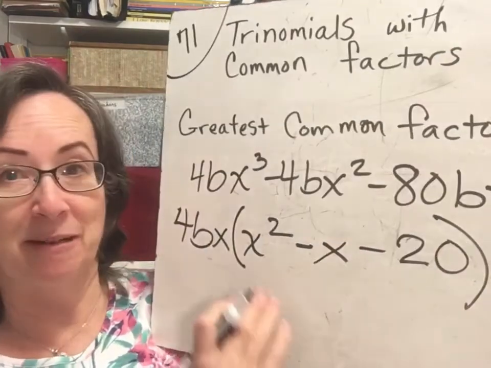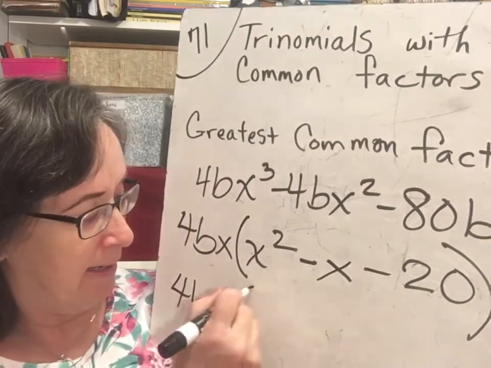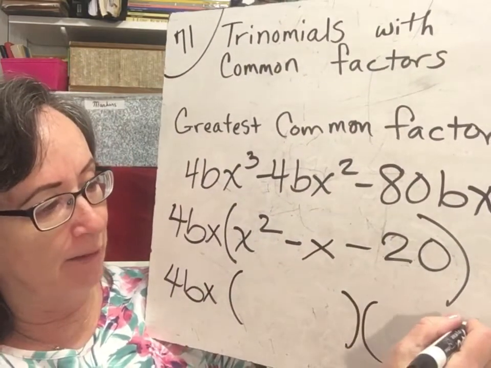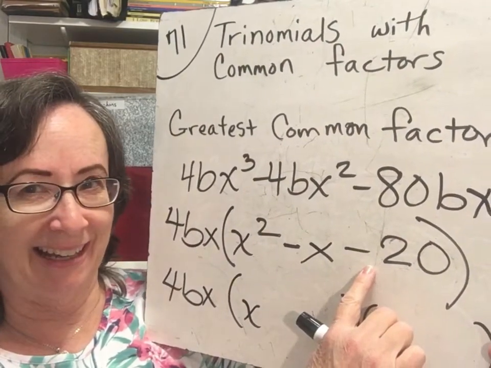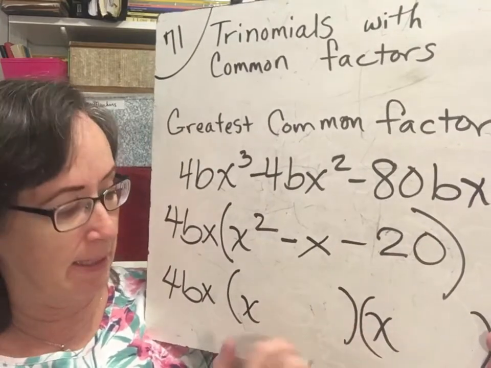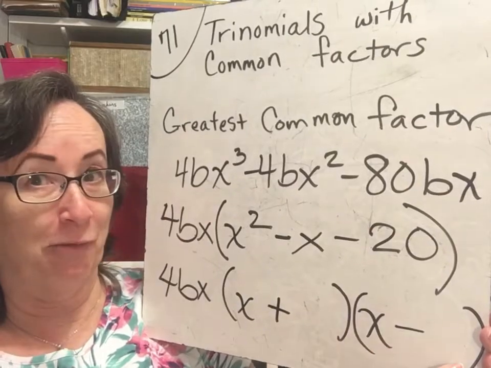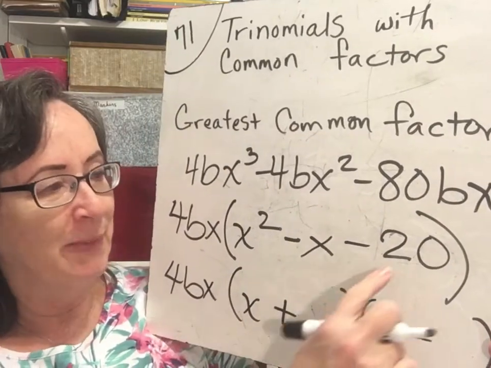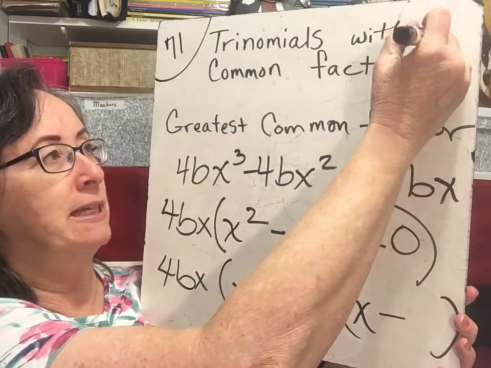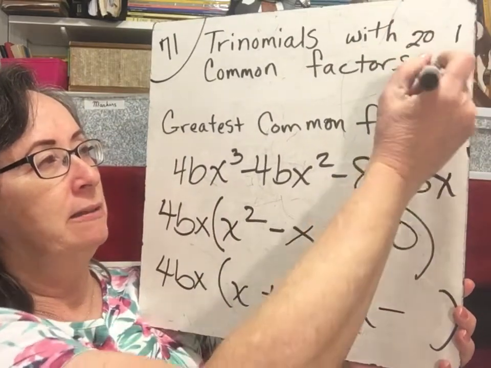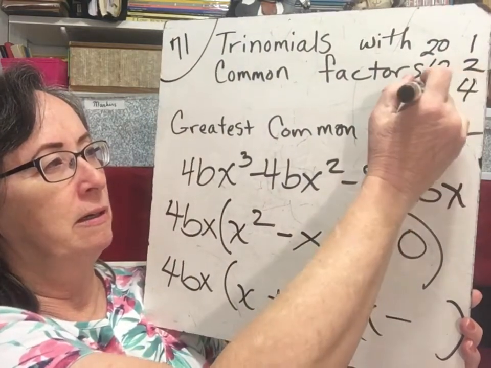And now I'm ready to factor the rest of it. So 4bx stays there. Then I'm going to do my unfoiling method, x. There's a minus sign, which means these two must be opposites. We just have to be very careful which way we put these. Now, what are my different factors of 20? 20 times 1, 10 times 2, 4 times 5.